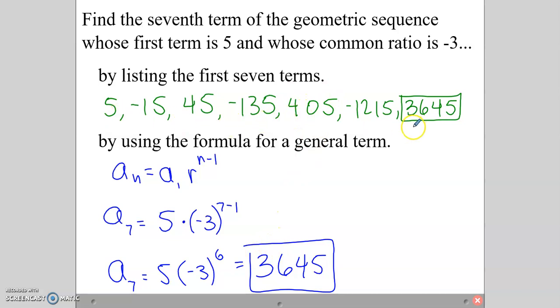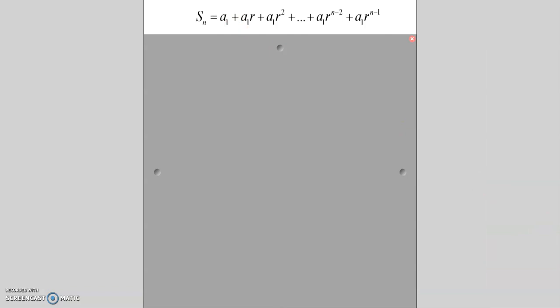Well, for this one, I don't know. Maybe not. You had to list 7 numbers and find 7 numbers here. This might have been faster. This second way is definitely going to be faster if you've got a big number for n you're trying to find. All right, next, the sum.